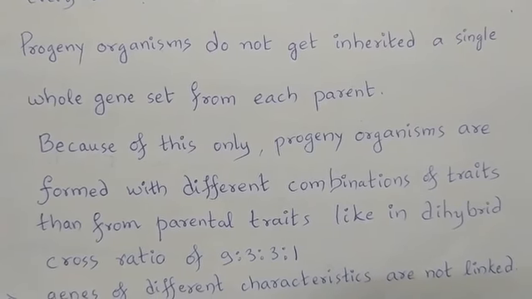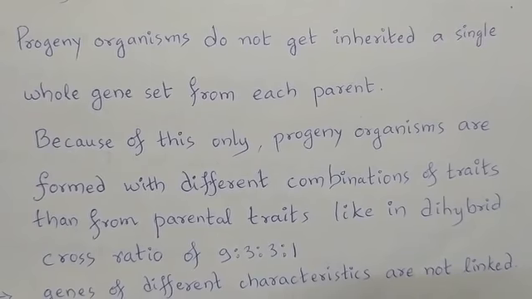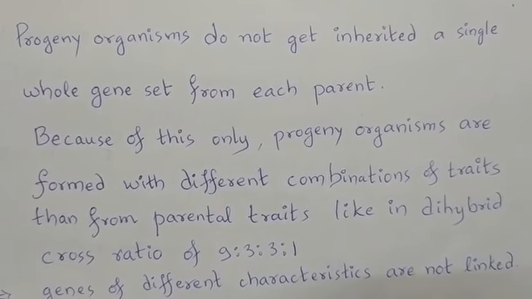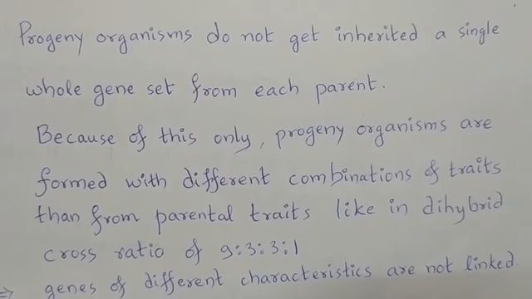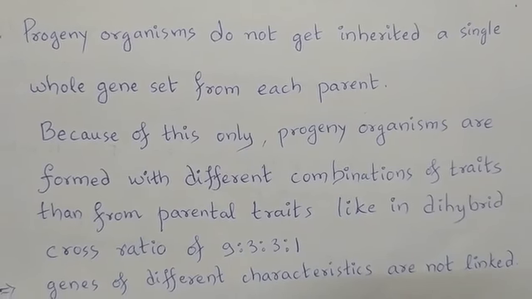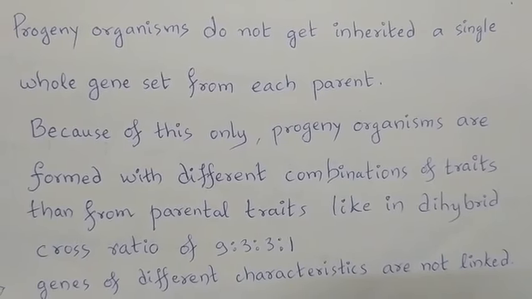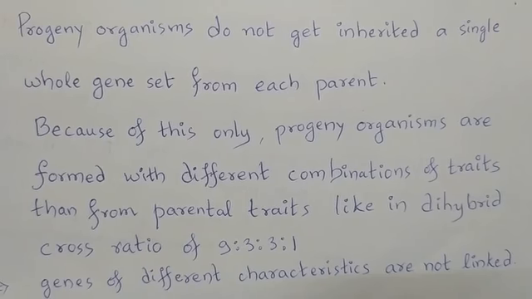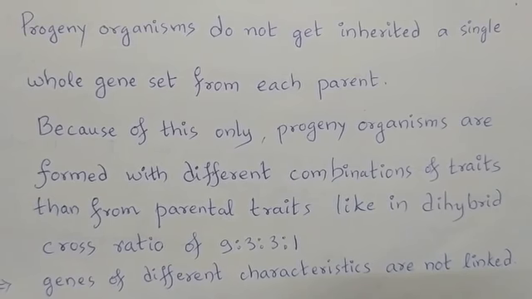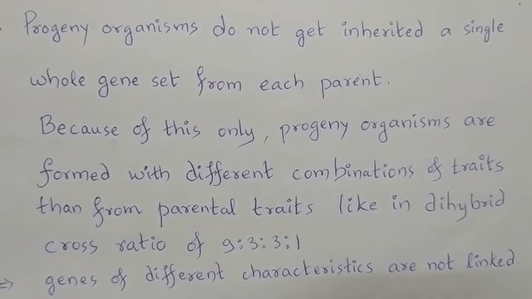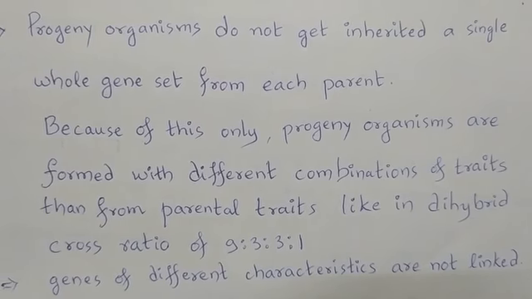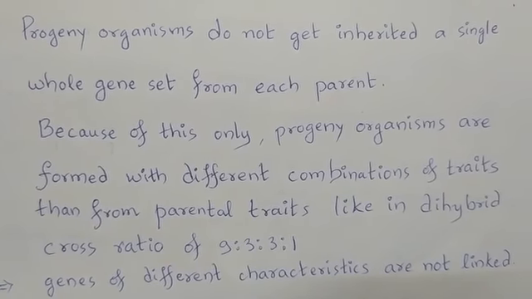Because of that only, in a dihybrid cross, a 9:3:3:1 ratio of combinations of plants is obtained. So all these things are happening because genes of different characteristics are not present in a linked condition in the cellular DNA. How is it happening? Let us discuss in the next class.